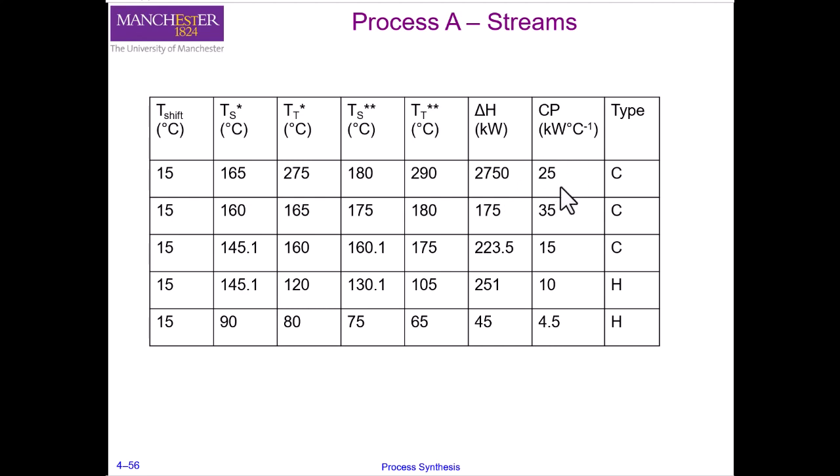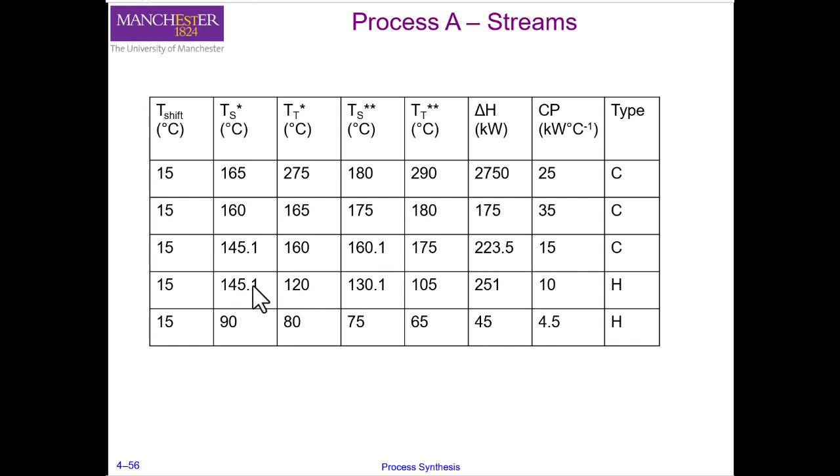So using the same method, we can extract the data for the next two cold streams, that is going from 160 to 165. We will shift it by half a delta T min and then calculate its heat duty and Cp. And similarly for the third cold stream, going from 145.1 degrees centigrade to 160 degrees centigrade, we will shift it and calculate its Cp value.